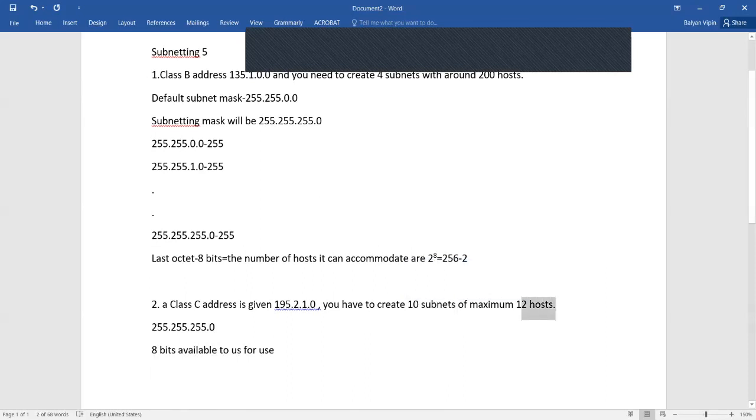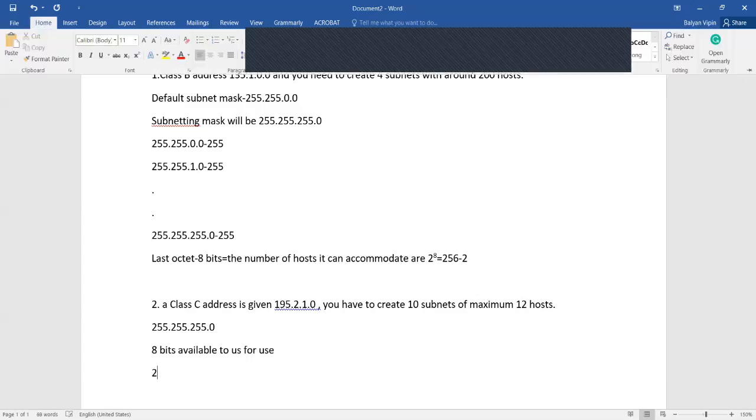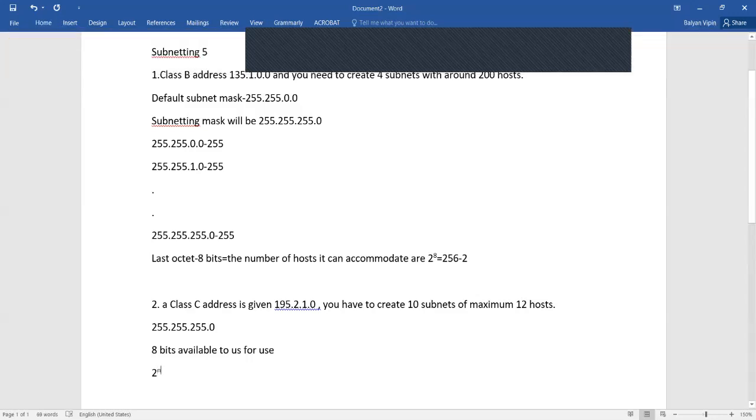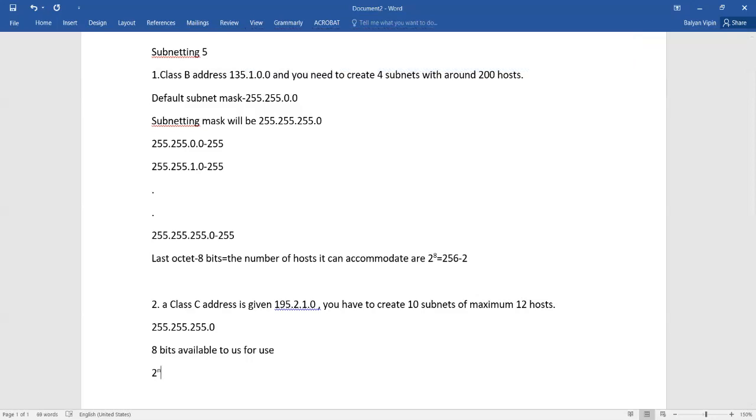So remember the rule, if 2 raised to the power n denotes the number of hosts or the number of subnets, where n is the number of bits. Depending upon this, you can find the number of bits you will use for subnet and the number of bits you will use for your hosts. So 2 raised to the power n must be greater than or equal to 10 for subnets. If I use this formula, your n will be 4 here.